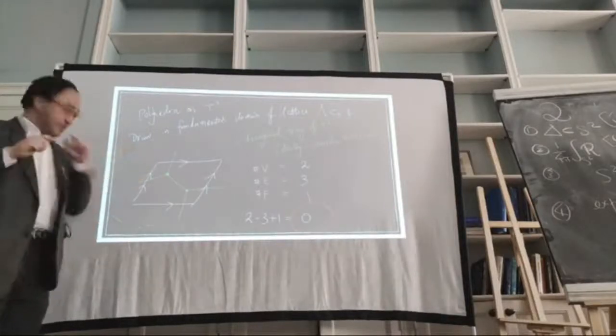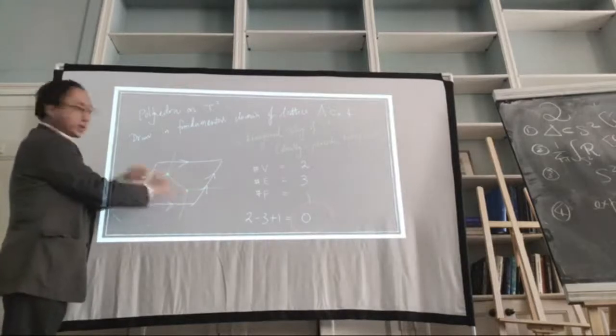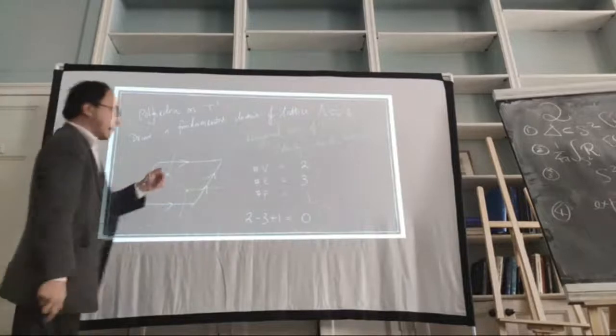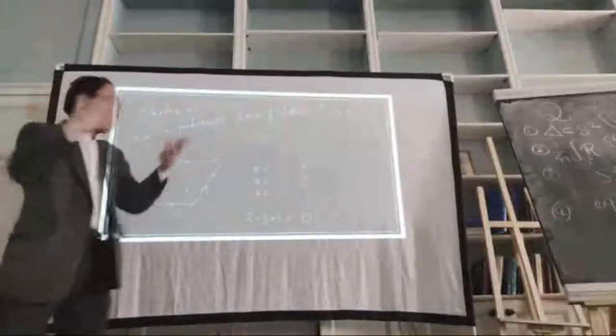But now we have it, right? So there are two vertices, because within this fundamental domain there will be two vertices. There are three inequivalent edges, and you do the sum, you get zero. Okay. Now you can think of many other ways to do it.